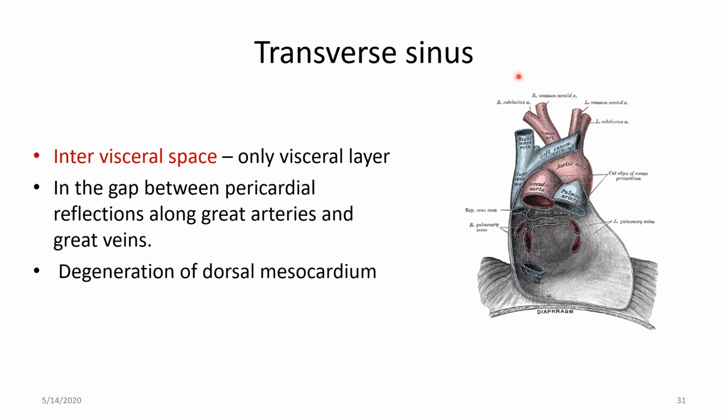Coming to the transverse sinus of pericardium, it is called the intervisceral space as it is between the visceral layers. So only the visceral layer you are seeing here, and it is the gap between the pericardial reflection along the great arteries and the great veins. So this is the transverse sinus of pericardium, and it is formed by the degeneration of the dorsal mesocardium, which is suspending the developing heart tube.